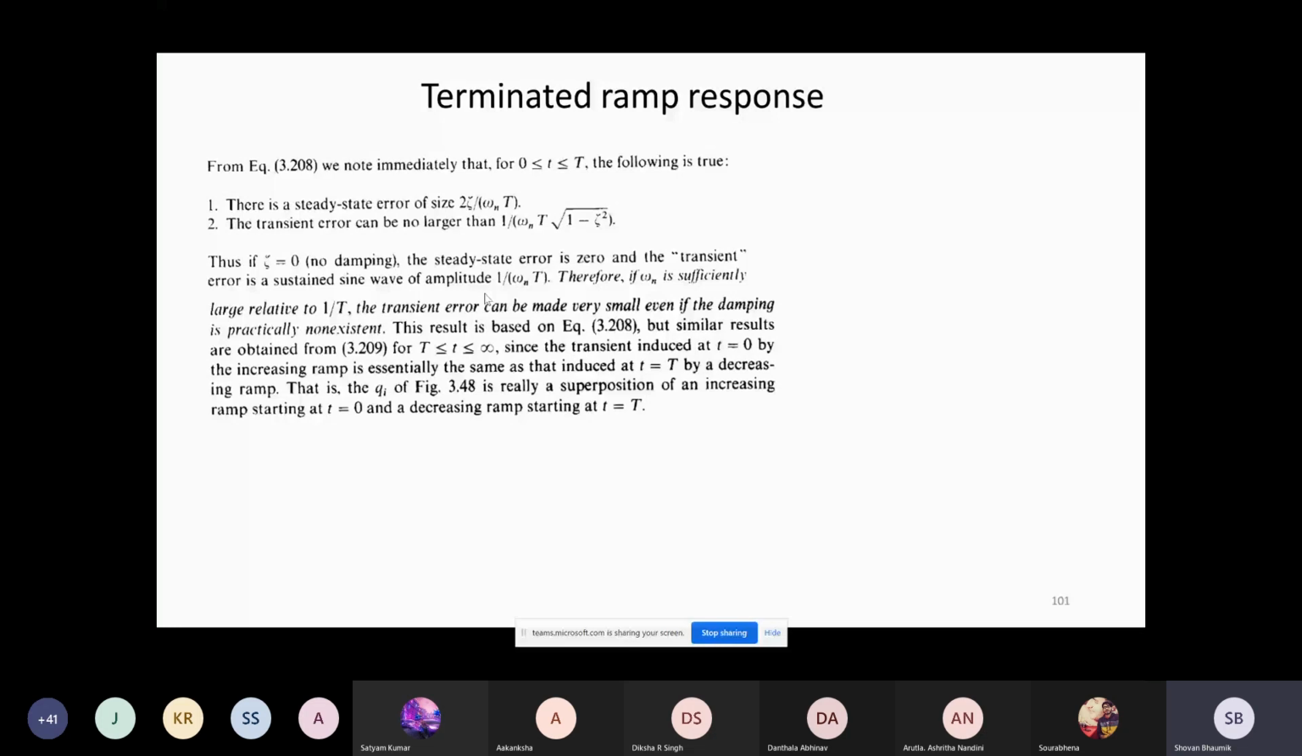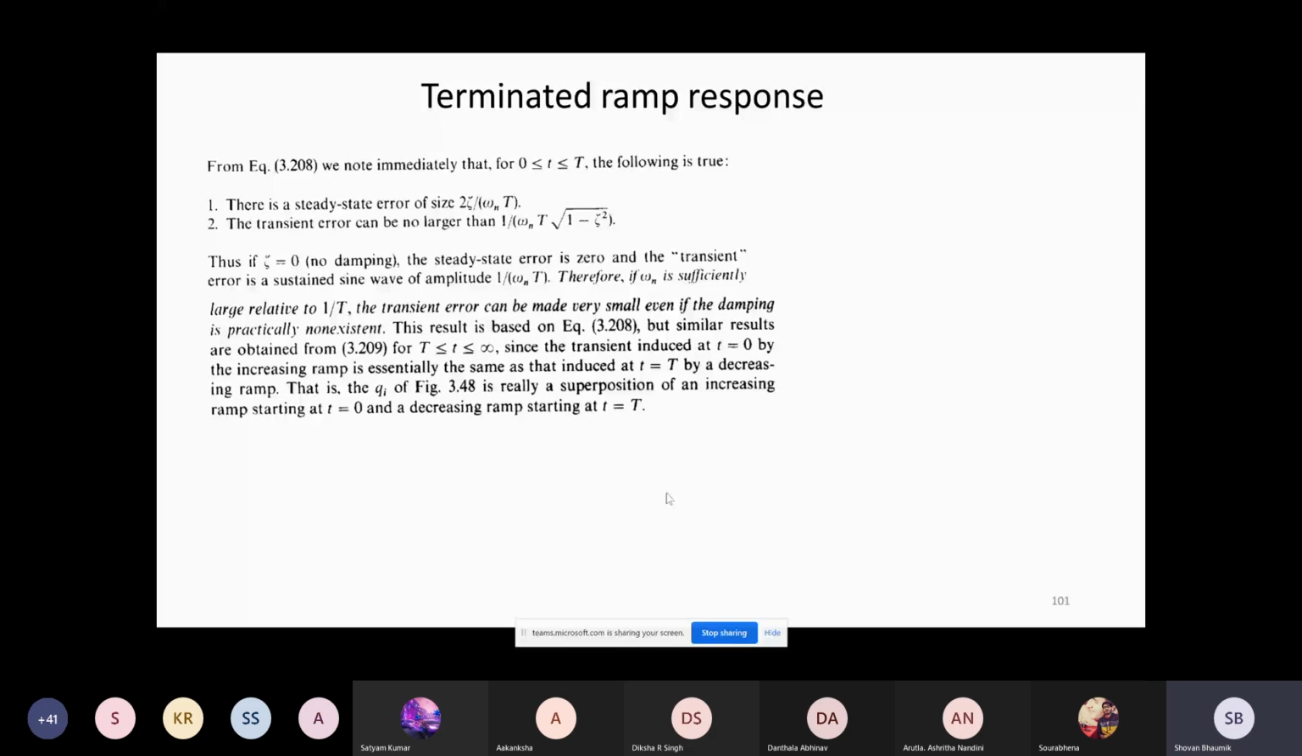Since the transient induced at t equals 0 by the increasing ramp is essentially the same as that induced at t equals T by a decreasing ramp, the point I'm trying to make is this: if a system has a very small zeta, almost 0, and you give it the terminated ramp, and omega n is sufficiently large compared to 1 by T, then the transient error can be made very small with such a system. That is the important thing.